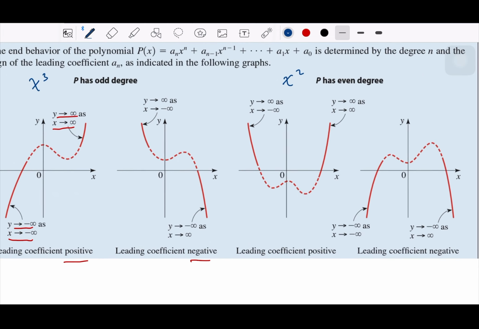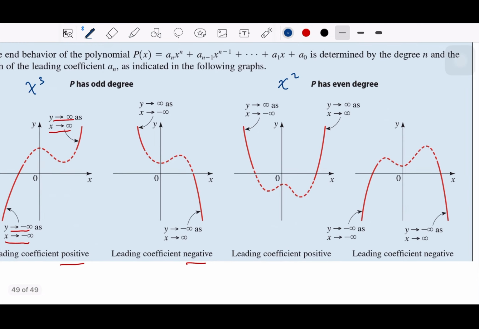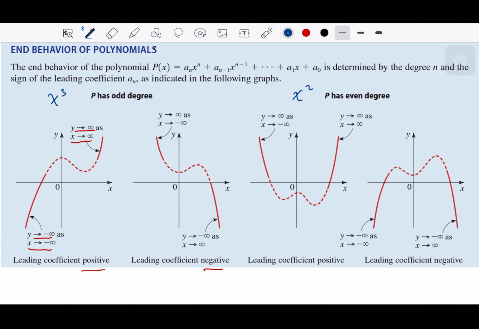I think this is pretty clear. It's not really necessary to memorize everything. I think it's important to remember how x cubed and x squared look. That will be a better example to describe all of this, odd degree and even degree.